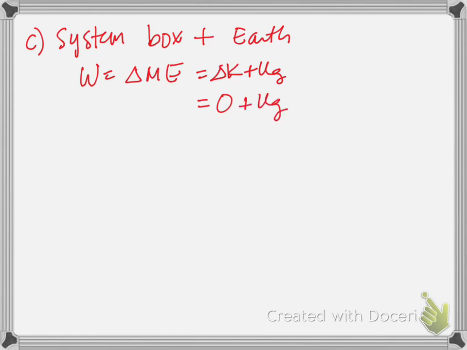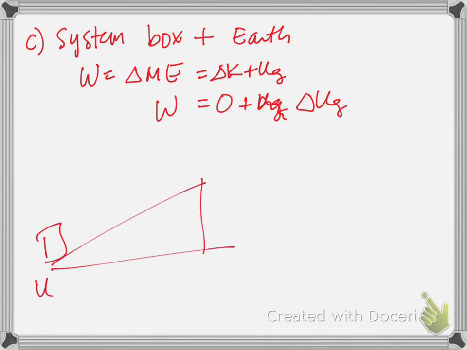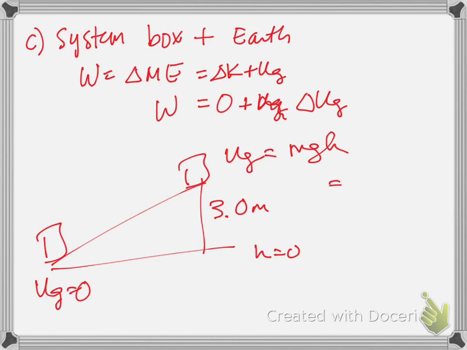So we have the work is equal to the change in gravitational potential energy. And that makes sense because what happened to the box? It started here. Gravitational potential energy is equal to 0, if you want to call this h equals 0. Final gravitational potential energy is mgh, and remember this height is 3 meters. So we have 103 joules. So in this situation, the external work on the box-Earth system results in a change in gravitational potential energy, and that change is 103 joules.